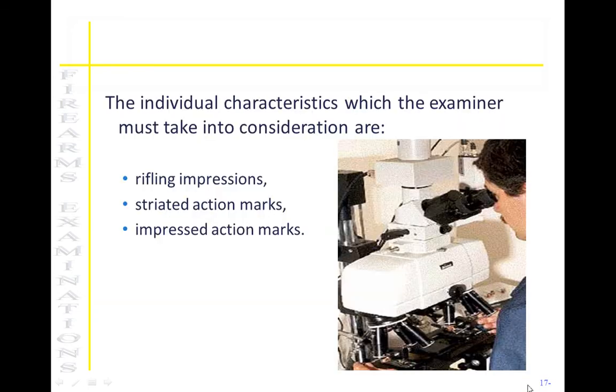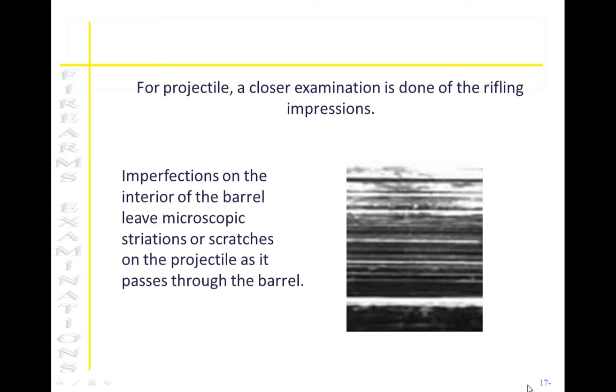So for a firearms examination, this is going to involve changes to the rifling impressions, striated action marks, or at times impressed action marks. For a projectile, a closer examination needs to be done to actually see all of these rifling impressions. The imperfections on the inside of the barrel are going to leave microscopic striations and scratches on the projectile as it passes through the barrel.